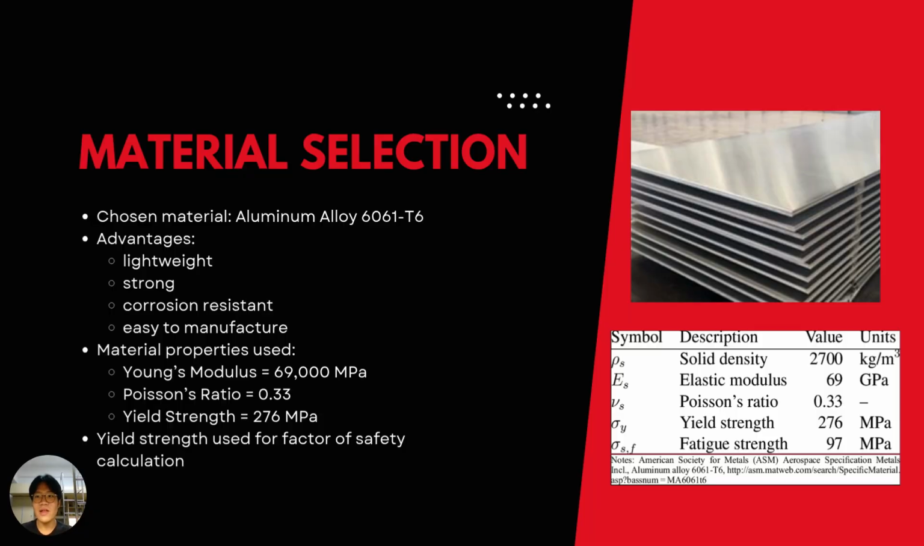The selected material was aluminum alloy 6061-T6. This material is commonly used in automotive and aerospace applications because it offers a good balance of strength, low weight, and corrosion resistance. The key properties used were first Young's modulus, which is around 69,000 megapascal, Poisson's ratio, which is 0.33, and yield strength, which is equal to 276 megapascal. Young's modulus represents stiffness, while yield strength tells us the stress level where permanent deformation begins. Later, I used this yield strength to evaluate the factor of safety.